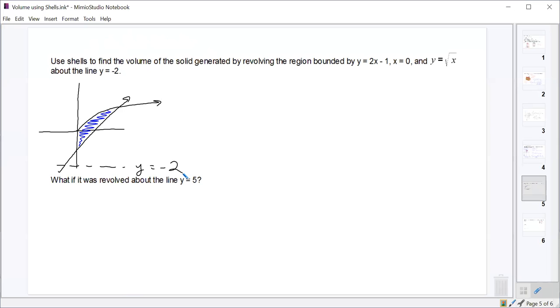Yeah. All right, so as we revolve that around, first thing we need to do is we need to sketch a typical rectangle. That typical rectangle should be parallel to the axis we're revolving around. Y equals -2 is the horizontal line, so we should draw that rectangle horizontally, which means that that rectangle is going to have a thickness of dy. Then we're going to revolve that around this line. There it is. I've done it. That is beautiful. What's the radius?